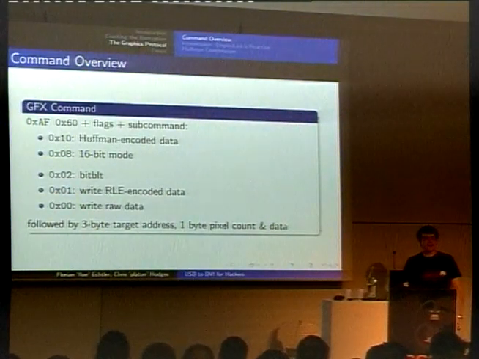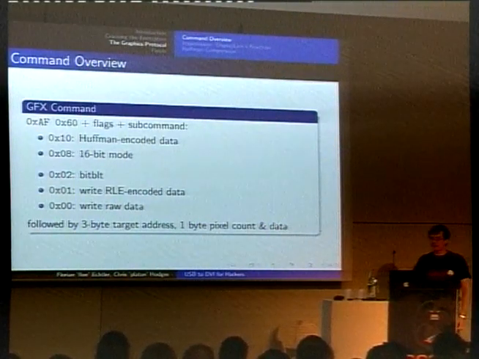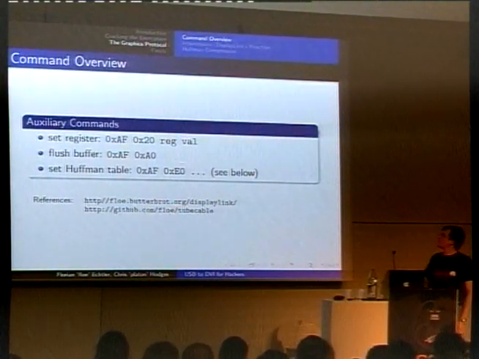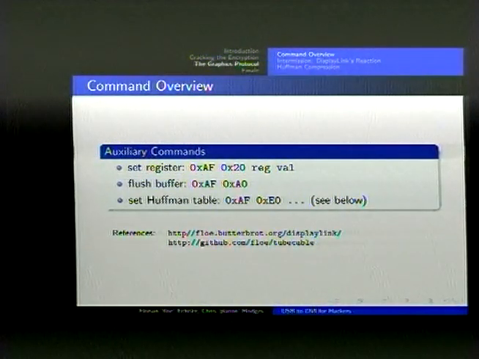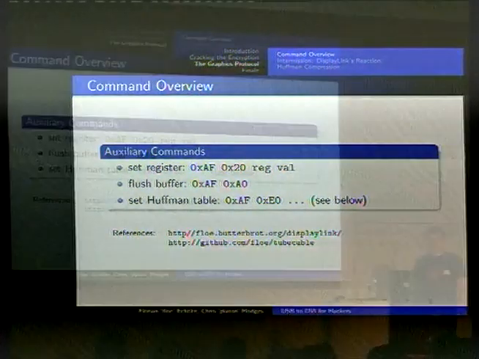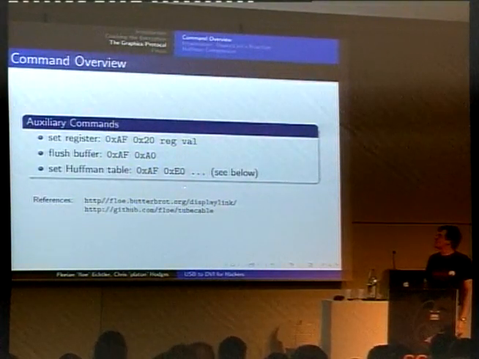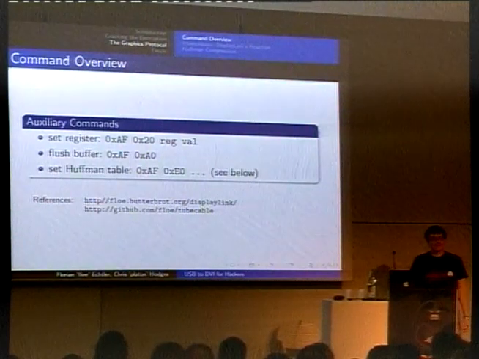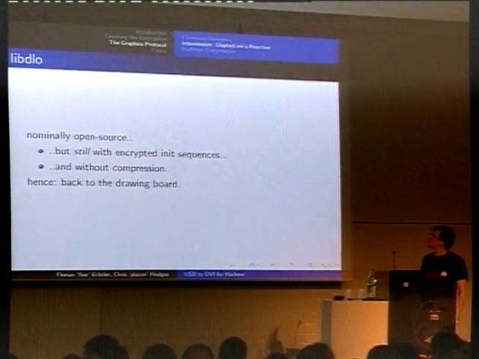So, for example, for the run length encoding, you get a much higher pixel count than what's actually following in terms of data. Okay, there are also some auxiliary commands. You have a number of registers which, for example, determine where the frame buffer starts. So you can do vertical scrolling by just setting a frame buffer offset. Most of these values we have just taken from what the Windows driver sends to enable standard video modes. So these are the blanking, offset, and so on values. There's a flush buffer command, which causes probably all queued commands to be executed. And there's one very important command, which sets the Huffman encryption table. As I said, if you're interested in more details, please see the references. Otherwise, I think it would be pretty boring.